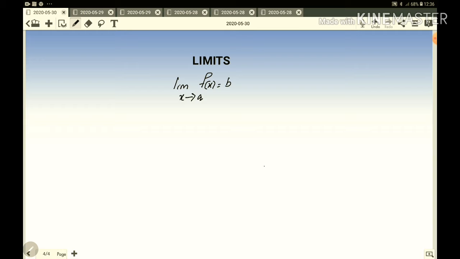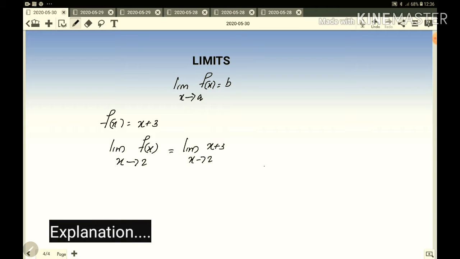I'm going to explain this with the help of an example. Given f of x is equal to x plus 3, you have to find the limit as x tends to 2 of f of x. That is, limit x tends to 2. What is f of x? x plus 3. You have to find that.